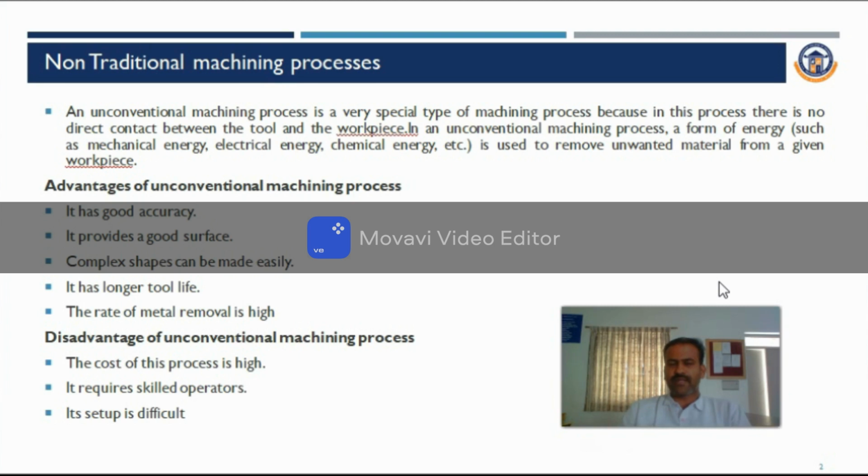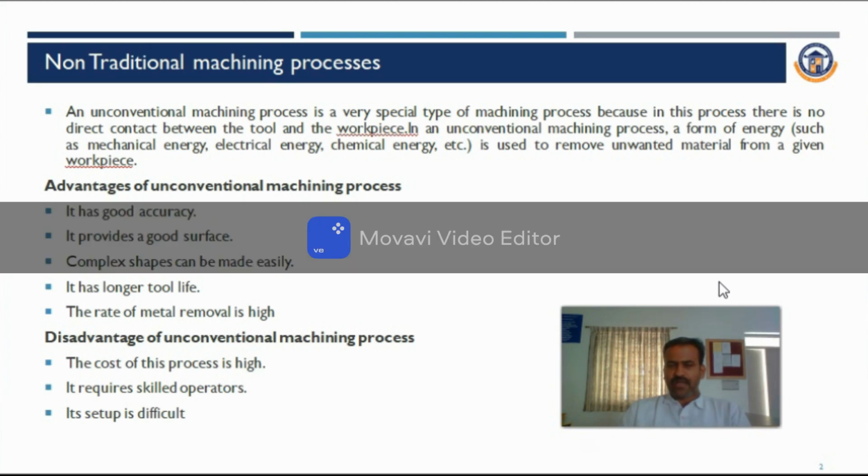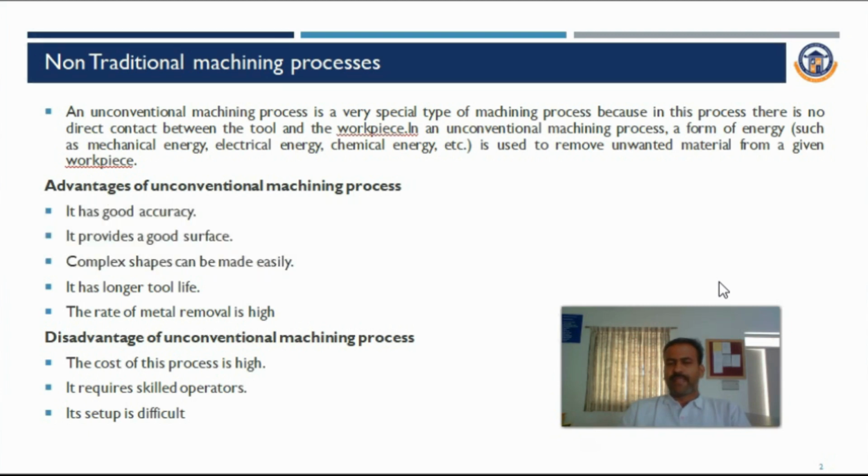So what are the advantages? If you take any machining process, we have advantages and disadvantages. In the same line, we discuss the advantages of unconventional machining process. It has good accuracy, it provides a good surface, complex shapes can be made easily, it has longer tool life, and the rate of metal removal is high. Then the disadvantages of unconventional machining process: the cost of the process is high, it requires skilled operators, and its setup is very difficult.